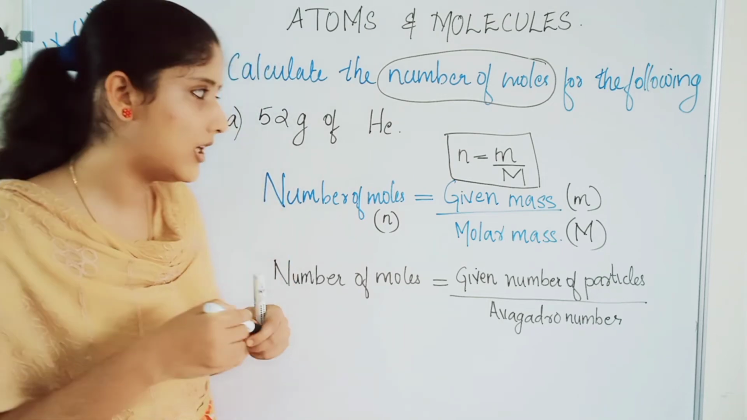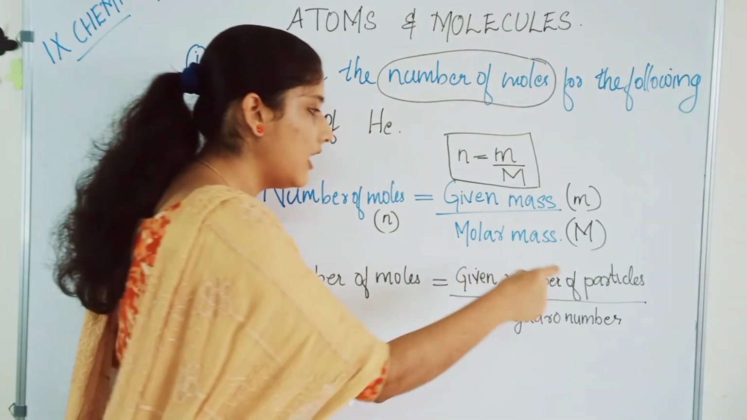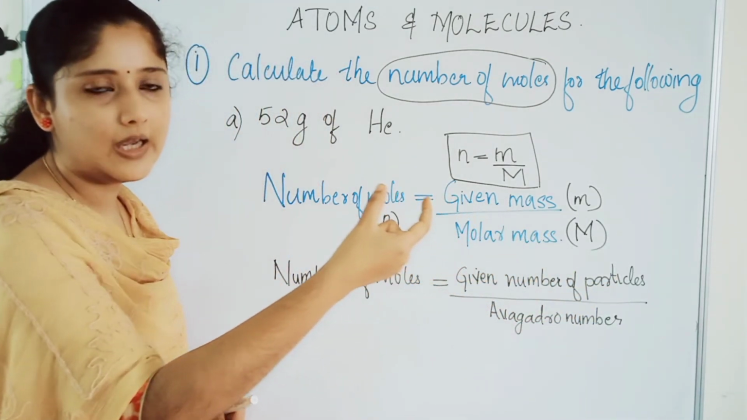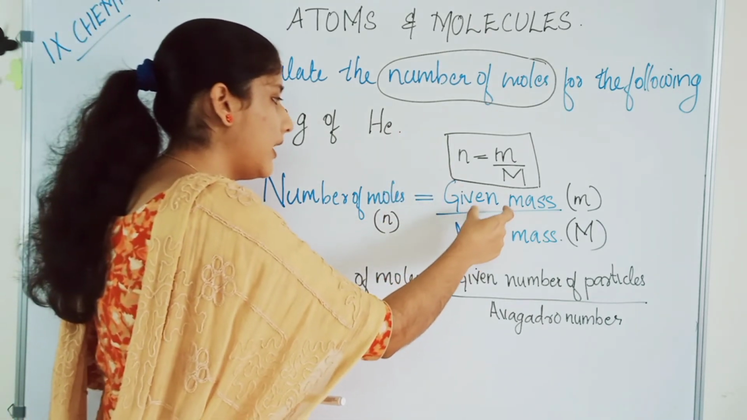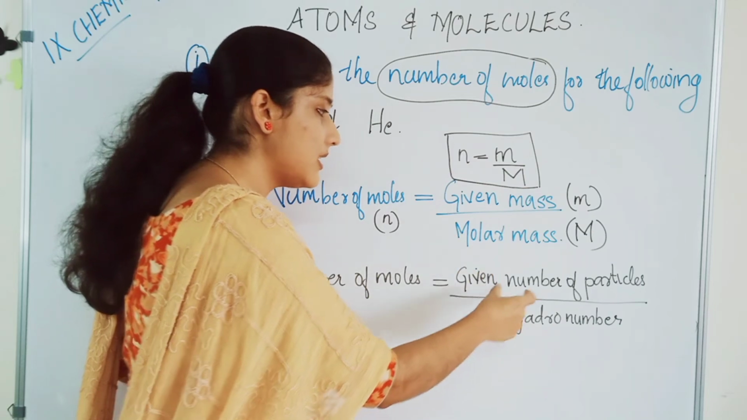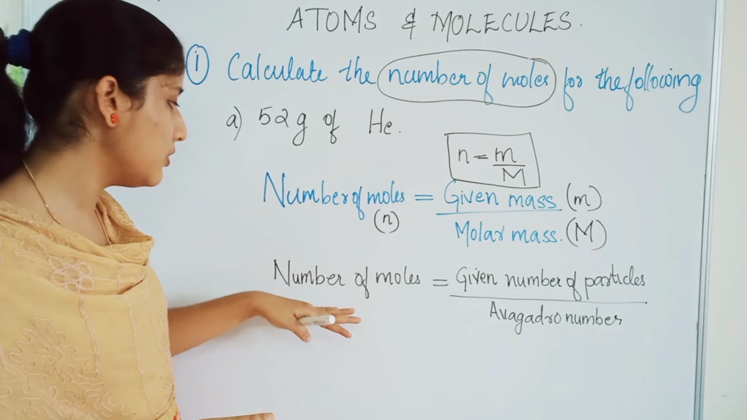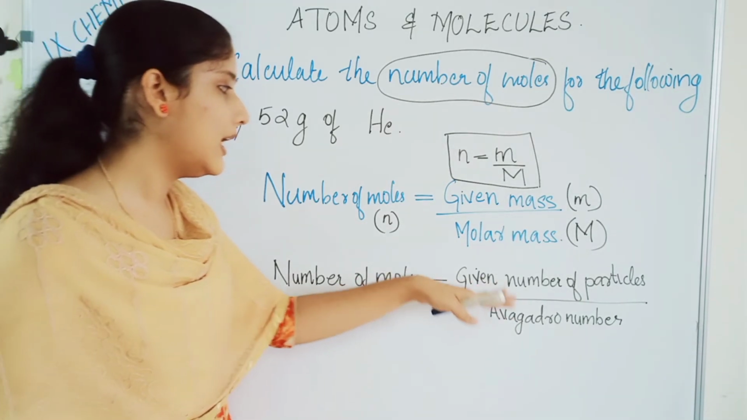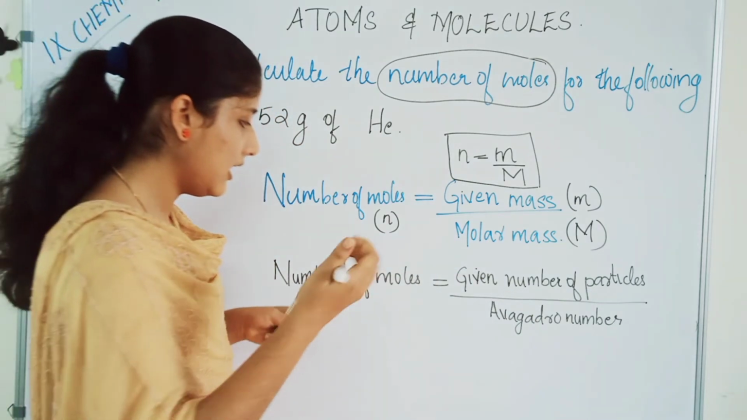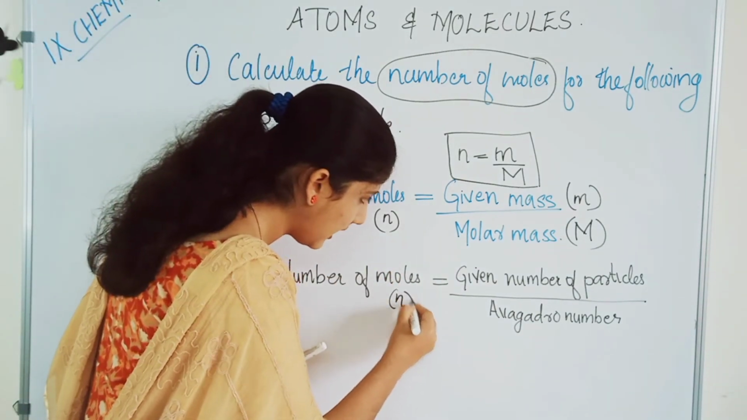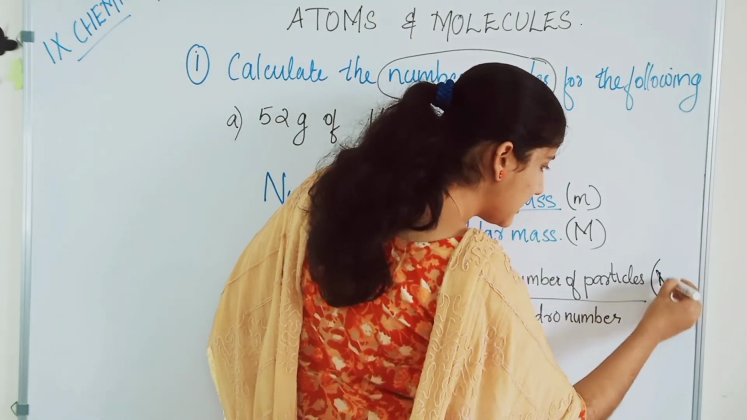Okay, there is one more equation. If in the question there is no given mass, it can be given as the number of particles. It can be given as mass and also as number of particles. So if number of particles is given, the equation that you will use is number of moles is equal to given number of particles divided by Avogadro number. Here number of moles is small letter n itself. Given number of particles we will represent by capital letter N.